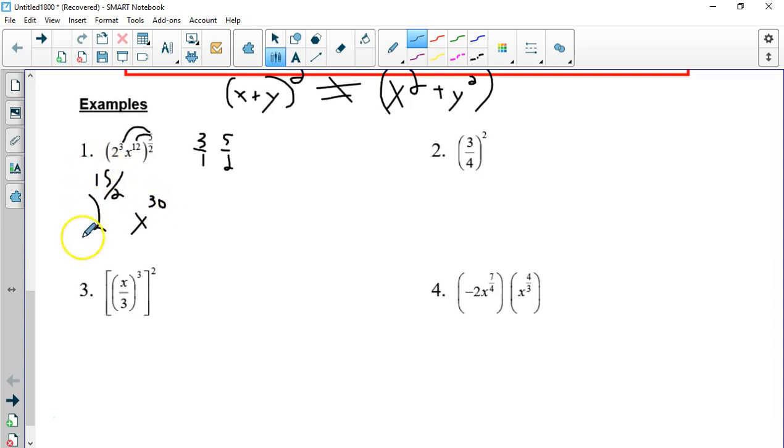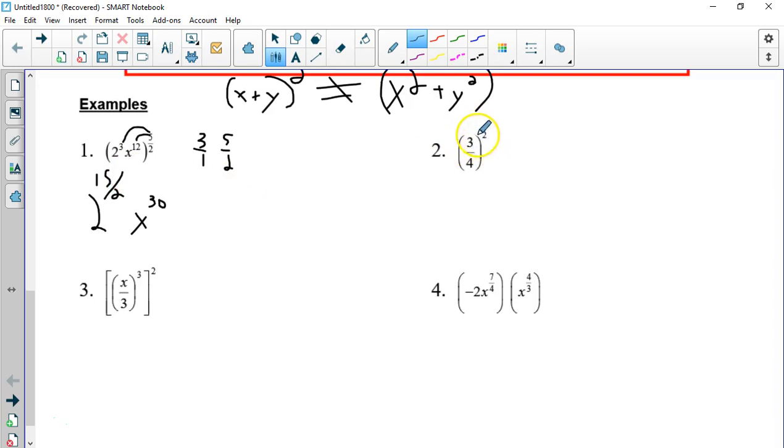Now in this case, you can keep this 15 halves because it doesn't work out real nicely. It's a decimal. But remember what this really means. This means the square root of 2 to the 15th power. If this were a 9, you could do that. Square root of 9 is 3. Take 3 to the 15th power. It'd be a huge number, but you could do it. But if it's something awkward like that, you can leave it.